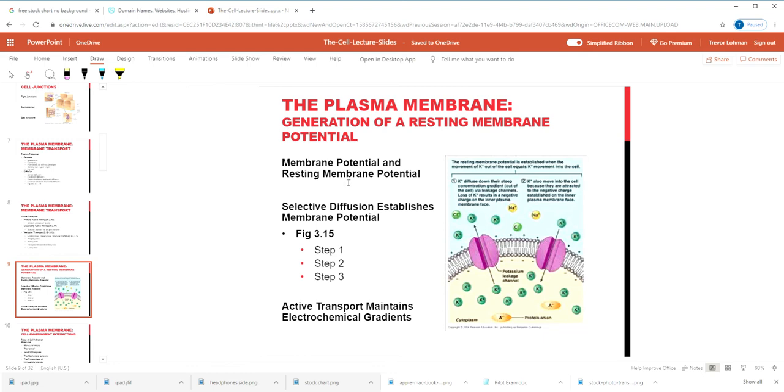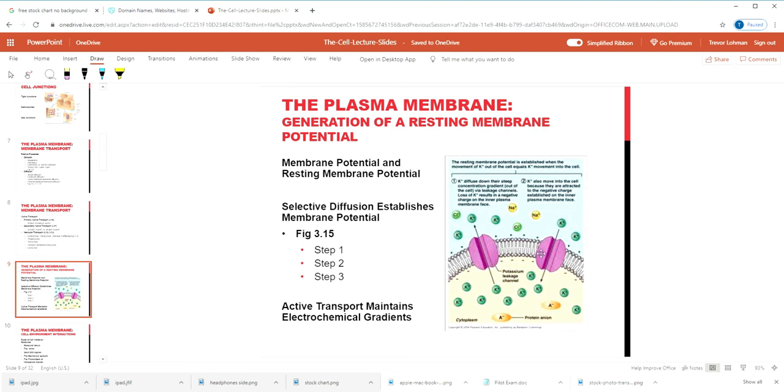So let's look. Here is a picture of a cell. We have a lot of potassium inside, a lot of sodium outside, and we have leakage channels. We're really only going to be talking about potassium. Sodium's involved as well, but potassium is the key ion in terms of establishing membrane potential.